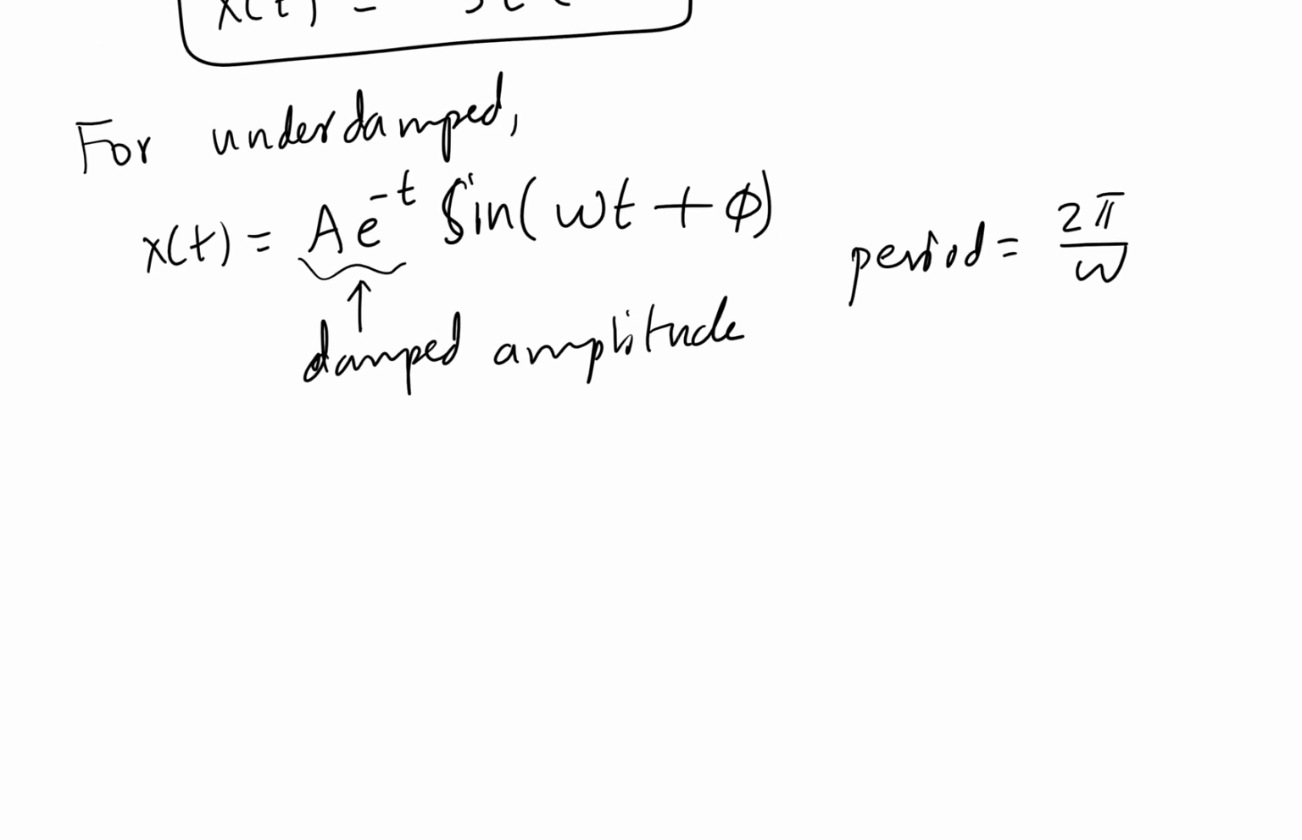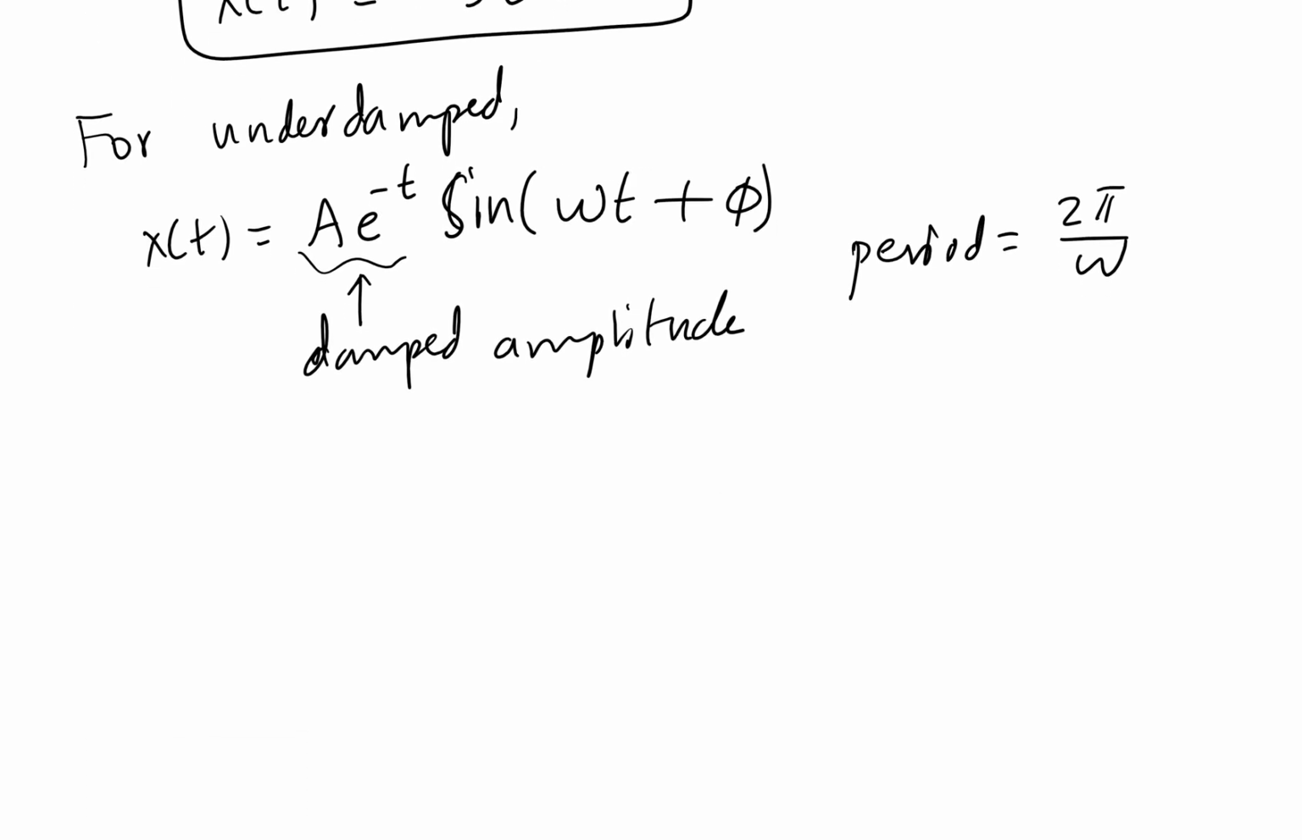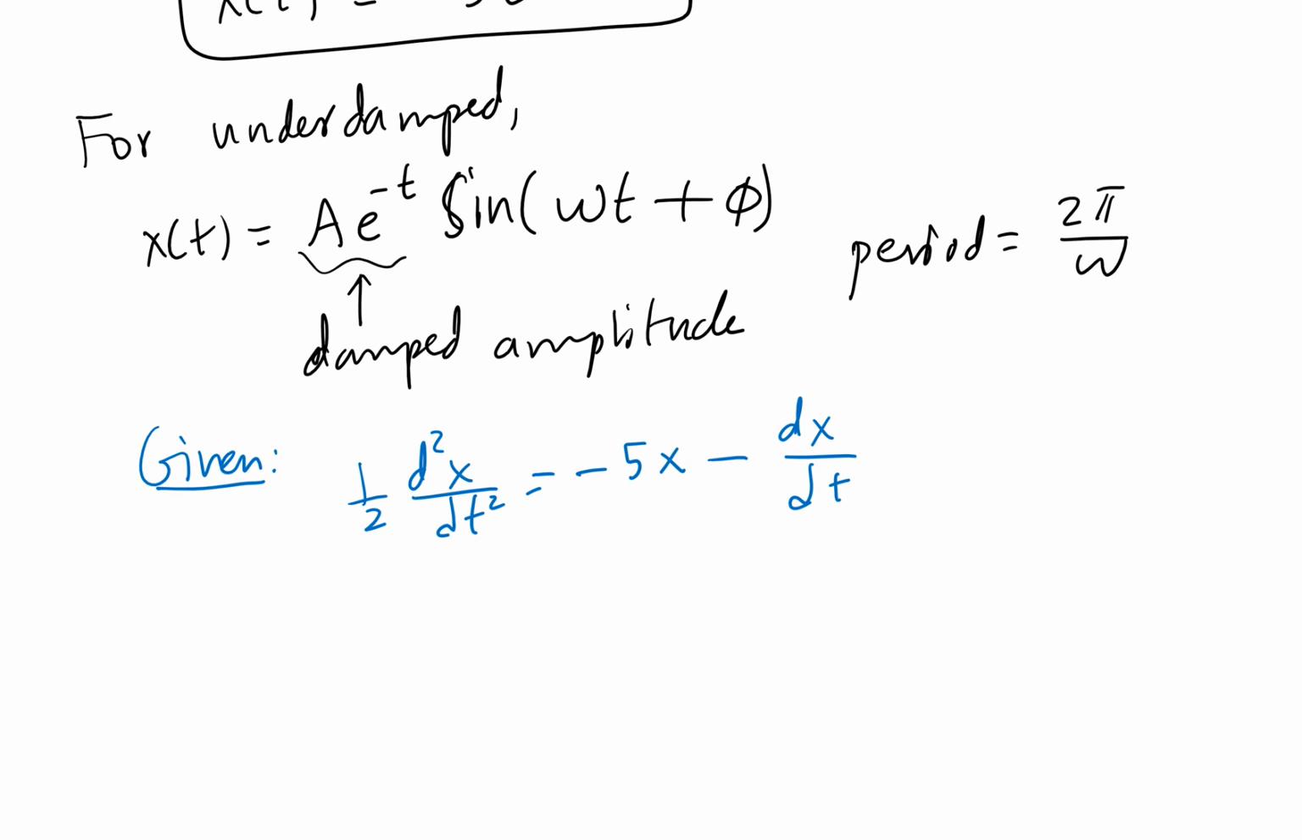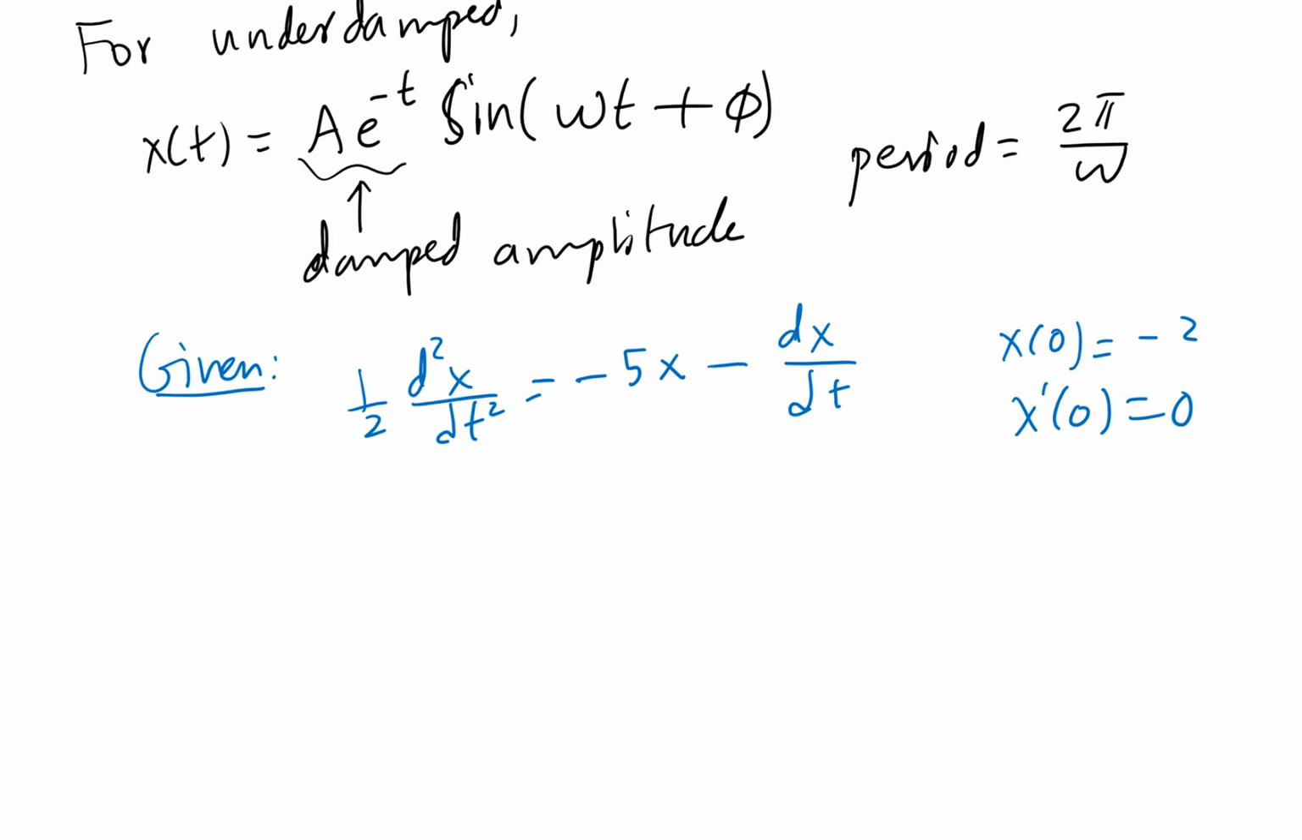Okay, so let's look at this equation. Given 1/2 d squared x over dt squared equals -5x minus dx/dt, with initial conditions x of 0 is -2 and x prime of 0 is 0. I'm going to try to solve this and come back to it and comment on it.